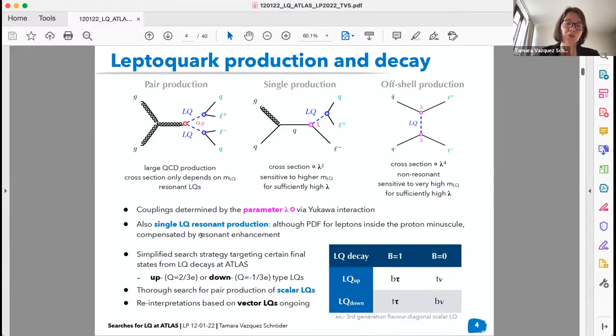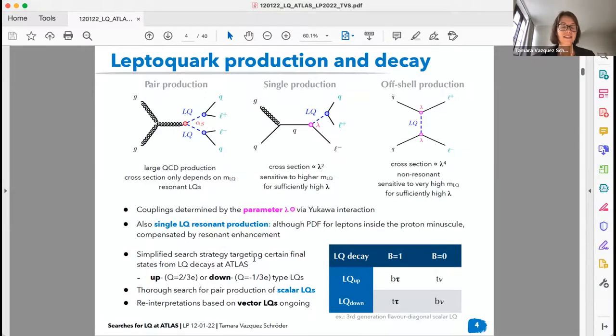There's also the so-called single leptoquark resonant production that has lately gained some interest. Even though we would need a lepton in the initial state, and the PDF for leptons inside the protons is very small, the cross-section would be compensated by the resonant enhancement. So overall, it's also quite competitive with the other production modes.